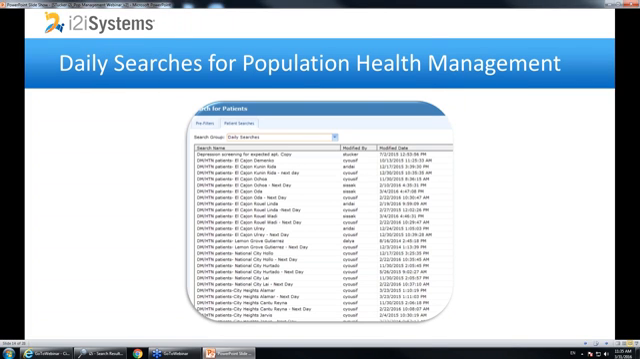These are the daily searches that we run for population health management, because remember, this is something that happens every day and at any given moment. We make sure that they are preset so that if we have patients that are coming to us with diabetes or hypertension or that need depression screening, we're able to see which ones they are and immediately address the need of the patient at that given point.